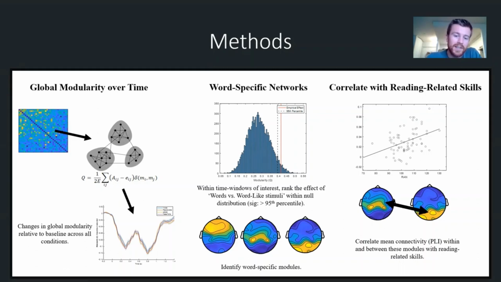From any significant effects, we analyzed the modules that were driving those effects, and we correlated the connectivity within and between these modules with reading-related skills.